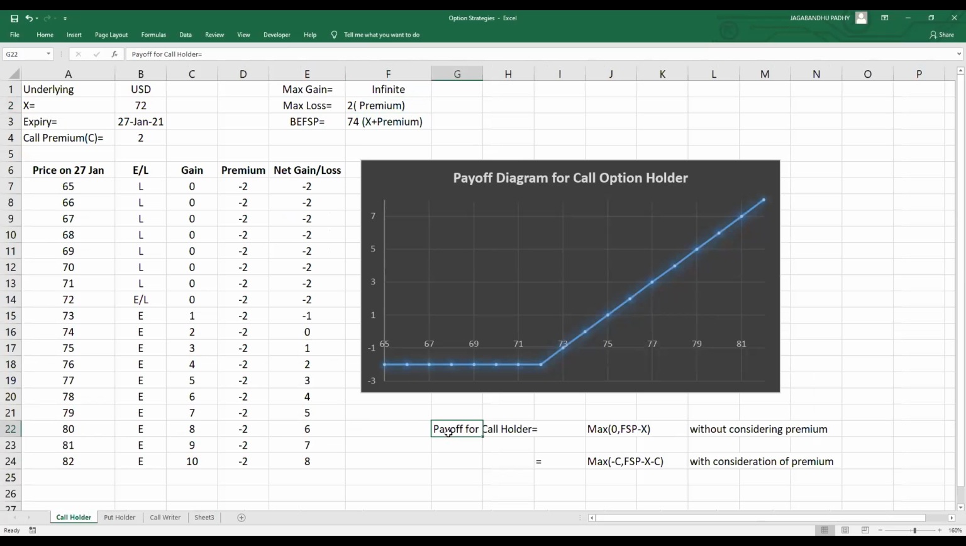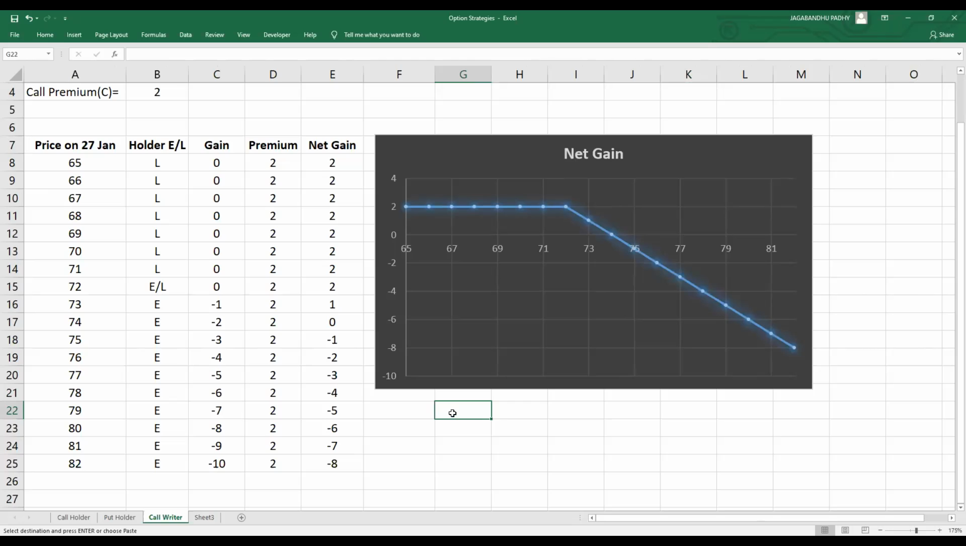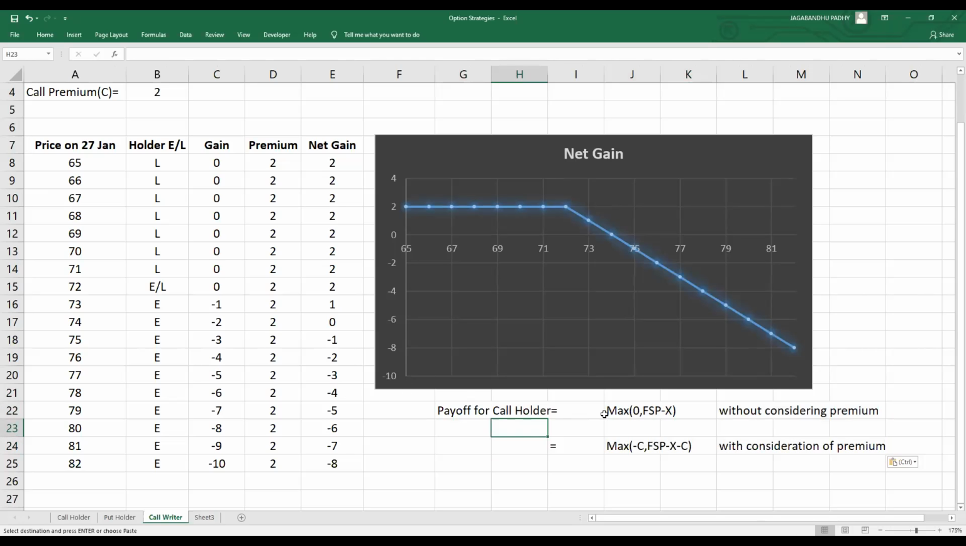But I just want to say now about this part, which is talking of the payoff. Payoff for call holder हम लोगों ने देखा था. Now payoff for call writer क्या होगा? Payoff for call writer without considering premium. बोलो क्या होगा?